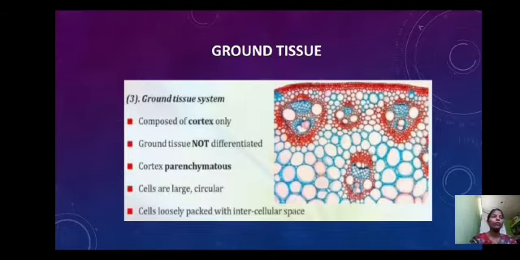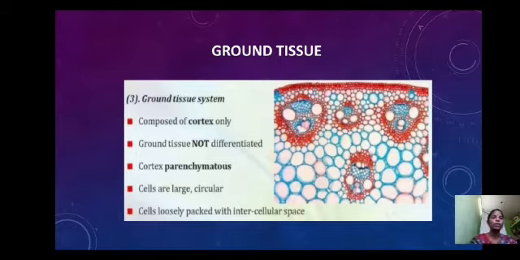Next one is the ground tissue. This is also seen in the monocot stem. It is not differentiated as in dicot. In monocot the ground tissue is not differentiated and it is made up of parenchymatous cells, loosely packed with intercellular space for gaseous exchange.